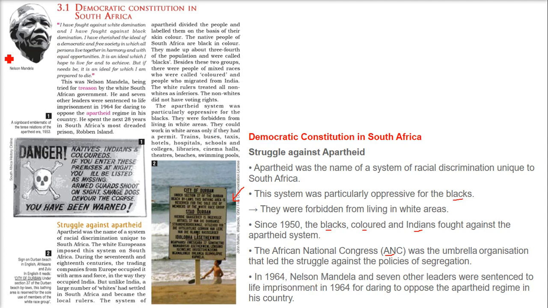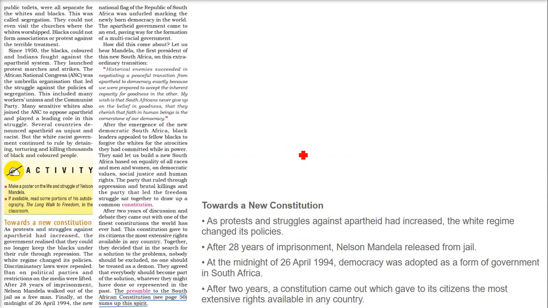So in 1964, Nelson Mandela and 7 other leaders, because they were fighting against this oppression, were sentenced to life imprisonment for daring to oppose the white regime, the apartheid regime in his country.